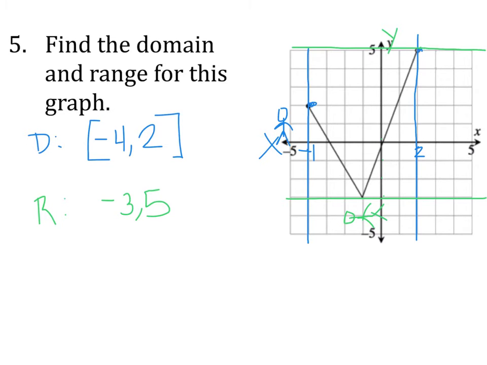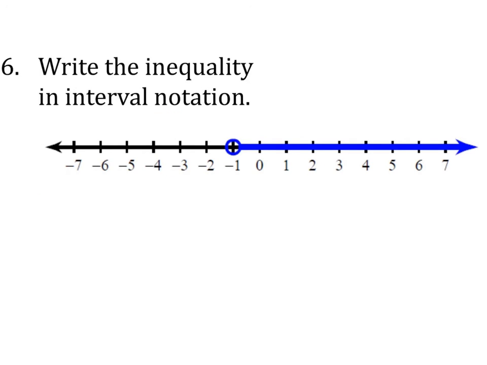And to figure out if we use brackets or parentheses, again, we look at the circles. This is a closed circle, and this is a closed circle, so then again we're going to use brackets. And there's your domain and range. Closed, which means we have.